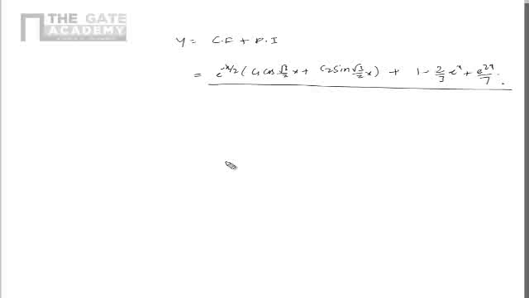Okay, so let's solve another problem. Solve the initial boundary value problem, where y double dash plus 4 y dash plus 4y is equal to 3 sin x plus 4 cos x.